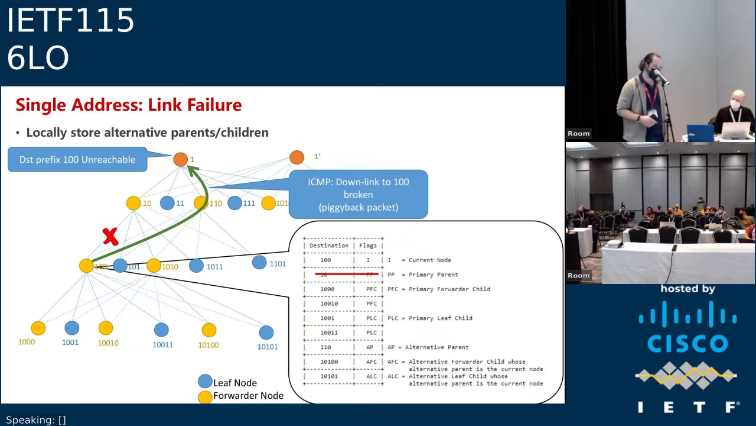I will go straight to the single address case with the same scenario. A link failure between 10 and 100. As you can see, now we don't have double addressing. It's just that in this case, we need to keep a bigger neighbor state with alternative parents and children in order to know what to do. When the link fails, 100 sends an ICMP message through 110 to the root to do the same notification. So we need to exchange some more state, but we still can work around the link failure.